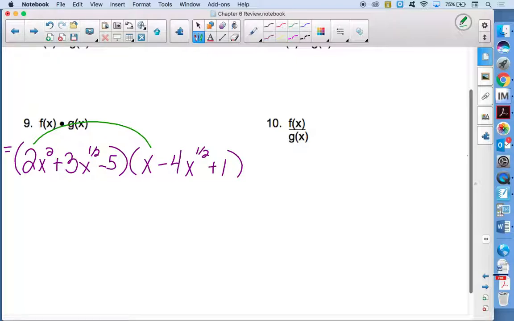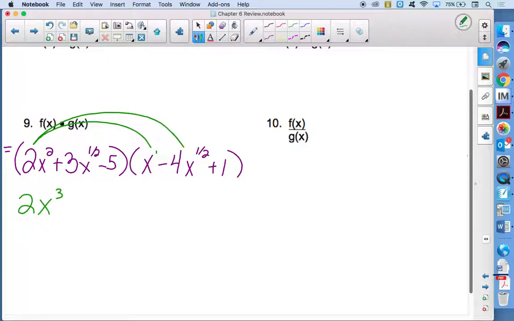So the first set here, we have 2x squared times x. So that makes 2x to the 3rd, because you're adding the exponents, there's a 1 and 2, so that gives us x cubed. The next set is the one that's a little trickier. So we have a 2x squared. We're multiplying that by negative 4x to the 1/2.